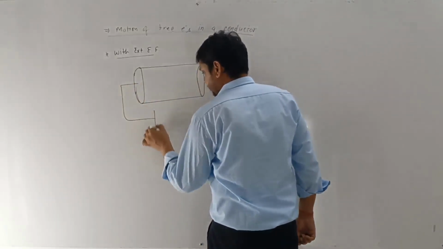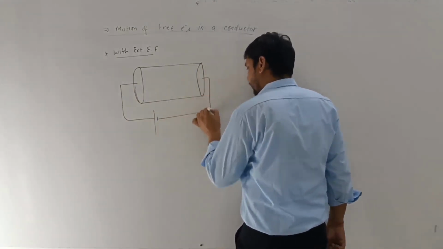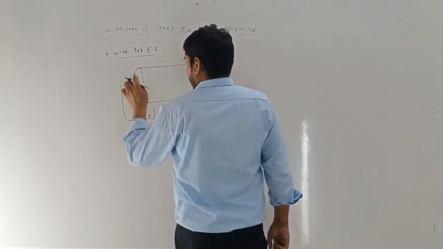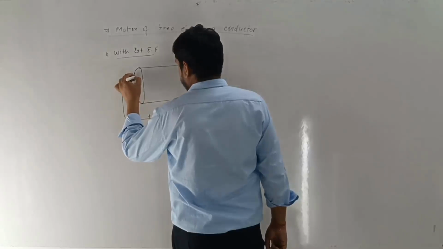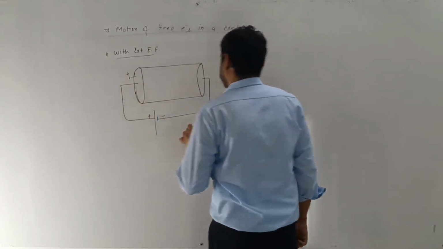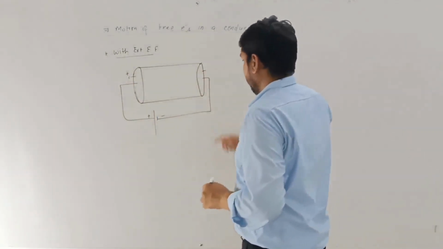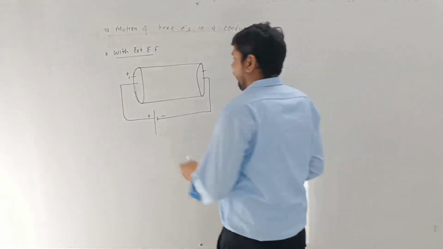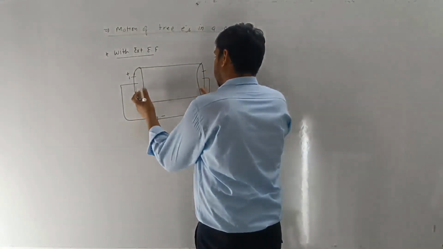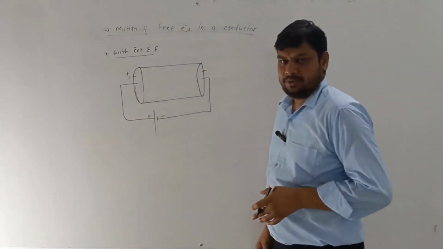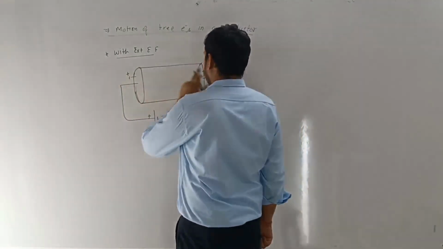This is the conductor. We connect a battery with this. This area behaves as a positive charge plate, and this area behaves as a negative charge plate. From these plates, an external electric field is produced in this direction, positive to negative.